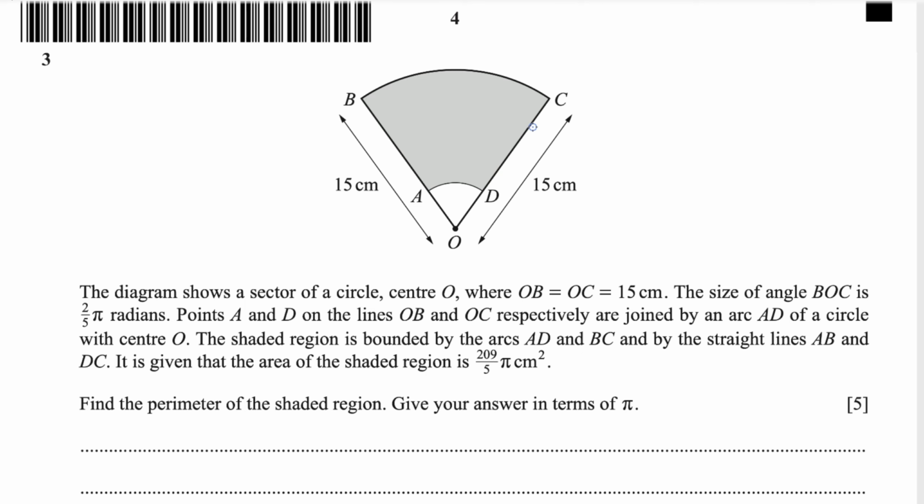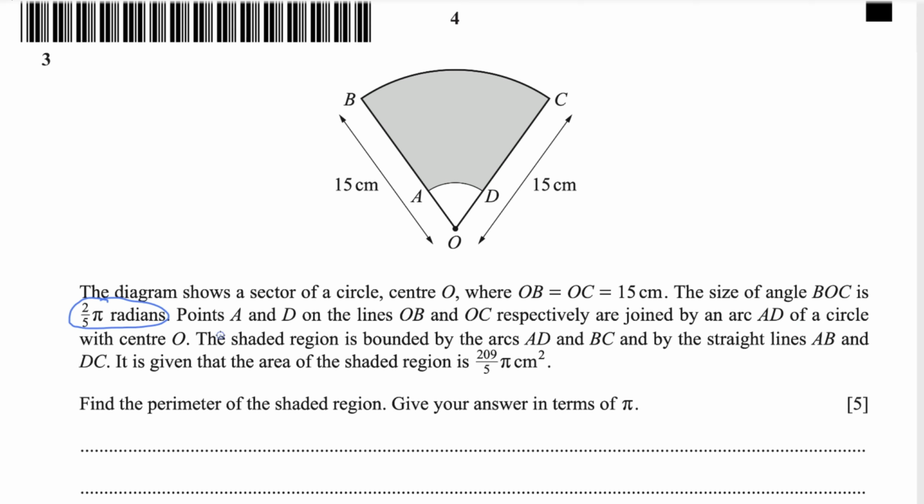In this video, I am going to explain question number 3 from the Cambridge AS and A-level exam for Pure Math 1. This exam is from the October/November session, year 2024. Paper reference code is 9709/11. The diagram shows a sector of a circle with center O, where OB equals OC equals 15 centimeters. The size of angle BOC is given as 2 over 5 pi radians.